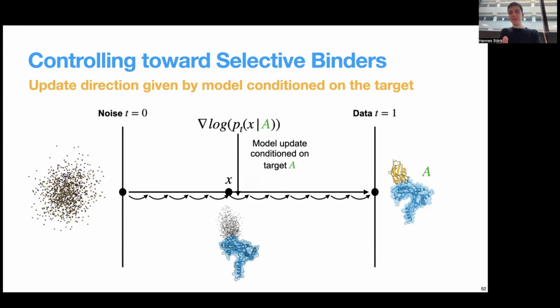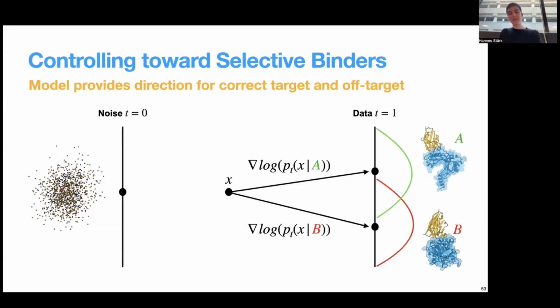The gradient is the direction of steepest increase of the probability of binding to A. A is this target here, and we want to increase it, so we step in that direction. We can also write down this direction for another target. If this is our off-target, then we would sample from this region here and not from the middle region, where you would have likelihood for interacting with either target.